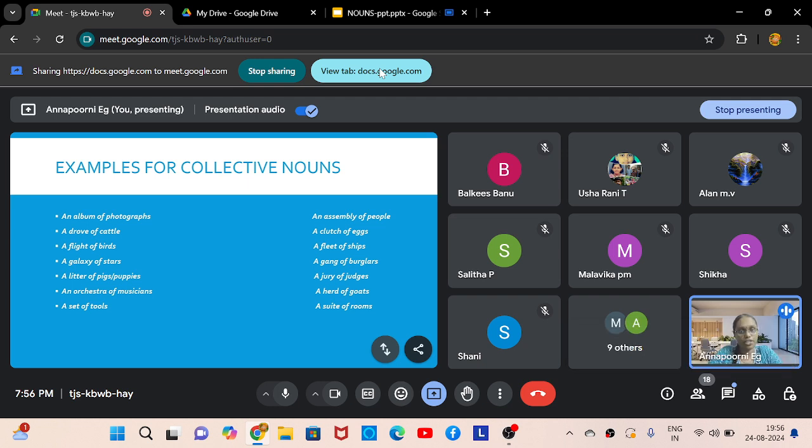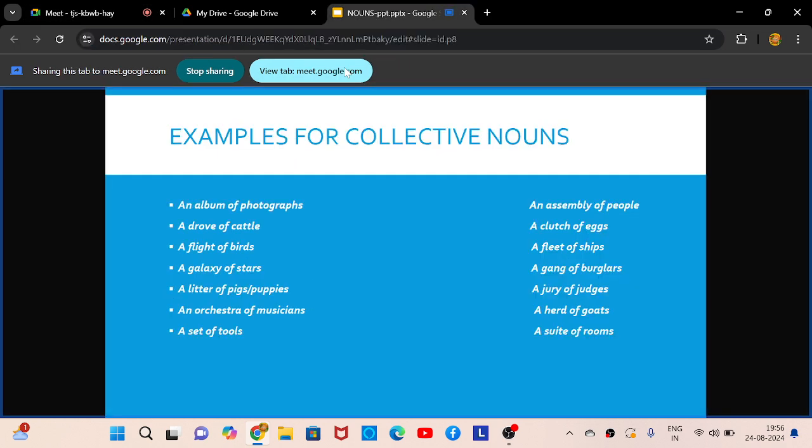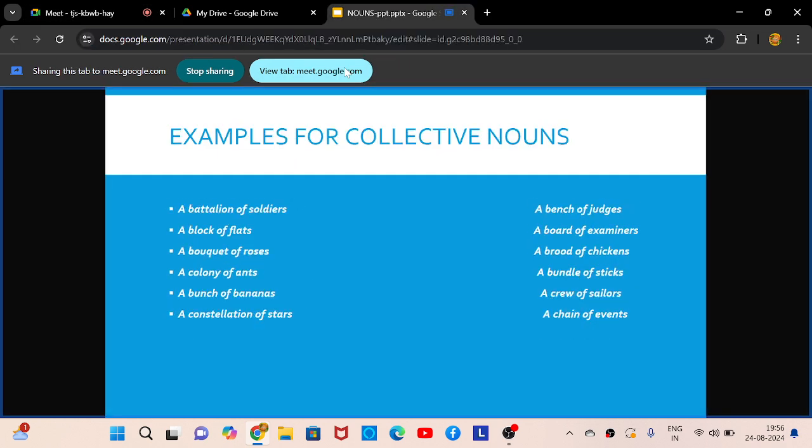Next is a jury of judges, a herd of goats and a suit of rooms. I said herd can be used for elephants and also for goats. Okay. Then we have a suit of rooms. A collection of rooms is called a suit. Okay. Now we have some more.